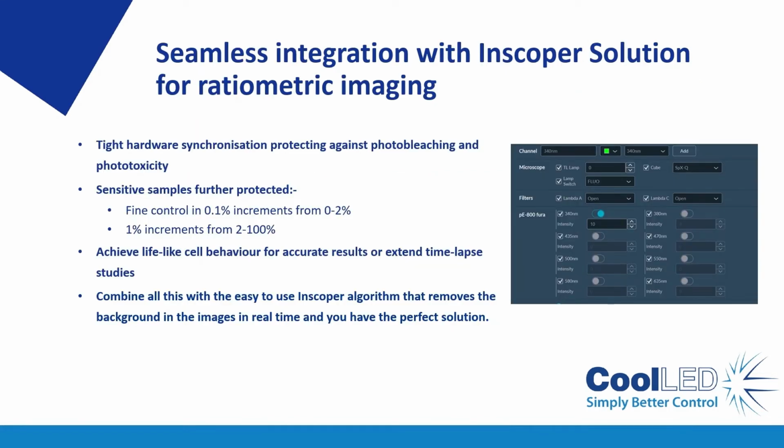Tight hardware synchronization minimizes exposure of living samples, protecting against photobleaching and phototoxicity. Sensitive samples are further protected by balancing irradiance to the lowest levels whilst maintaining image quality, with fine control in 0.1 increments from 0 to 2% and 1% increments from 2 to 100%. This will help you to achieve lifelike cell behavior for accurate results or to extend time-lapse studies.